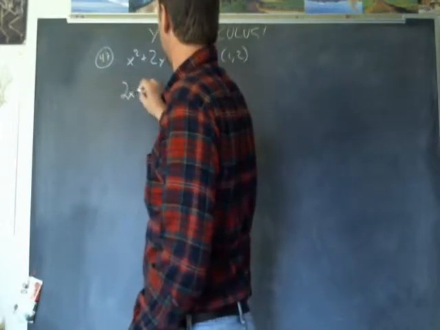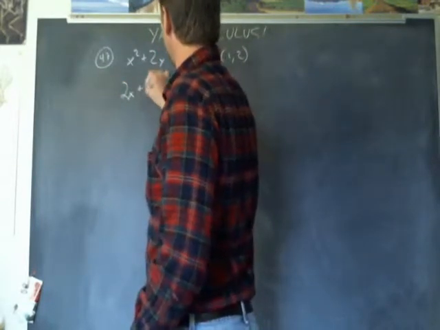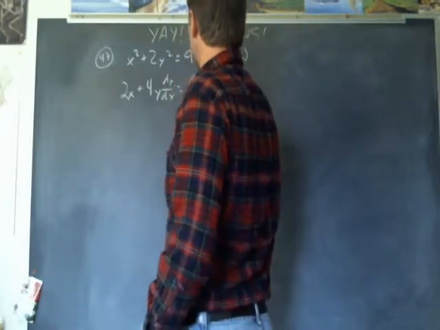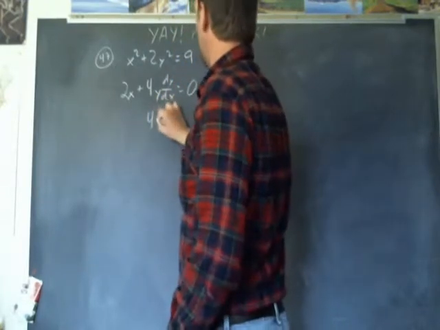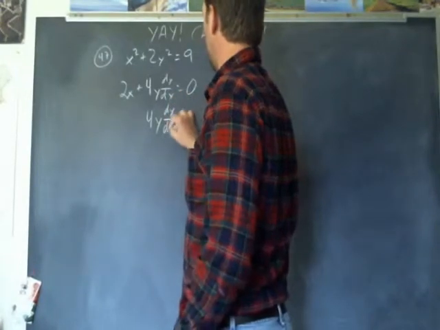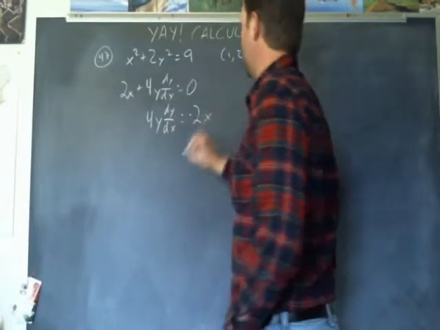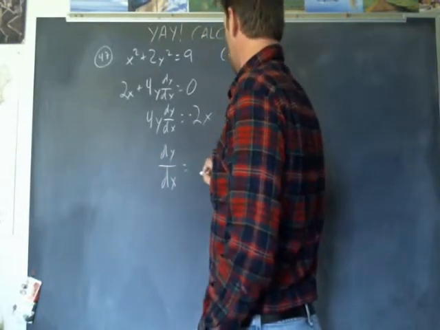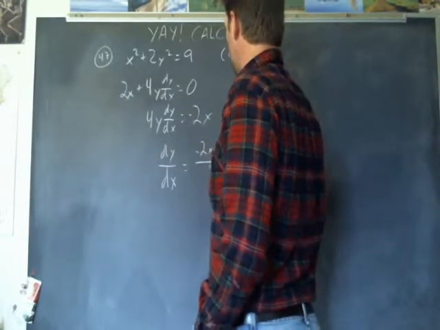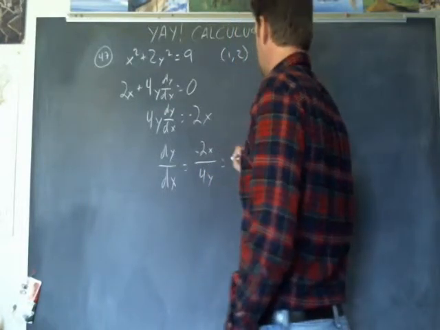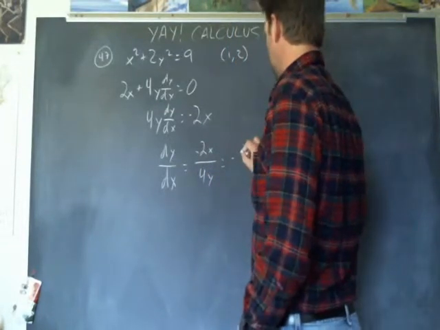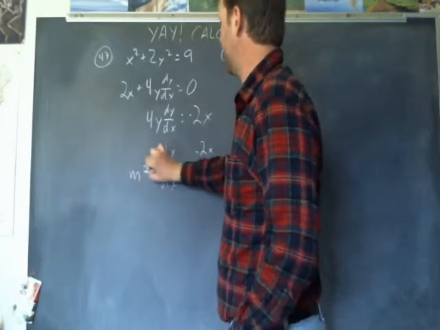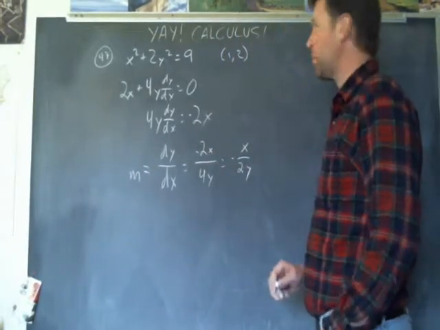So that's 2x, plus 4y dy/dx, equals 0. And that means that 4y dy/dx equals negative 2x. And that dy/dx is going to be equal to negative 2x over 4y, which is negative x over 2y. And this is our slope. Now we can write that down there.